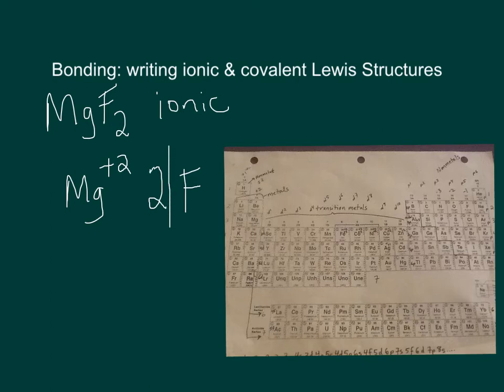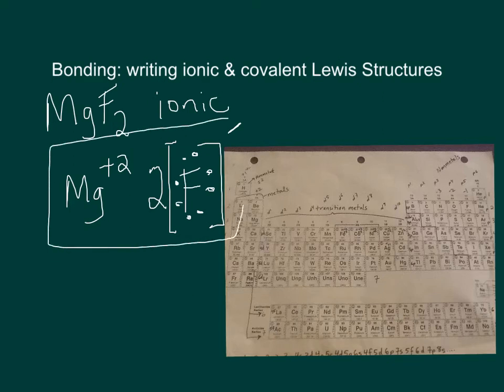And we're going to put brackets around this. Then we have to show that each F gained 1 electron, and there's 2 Fs, to have 8 valence electrons around the outside. And when it gained an extra electron, it had a charge of -1. And F does have a charge of -1. So your final answer would be Mg +2, or you could write 2+. Nothing in between there.